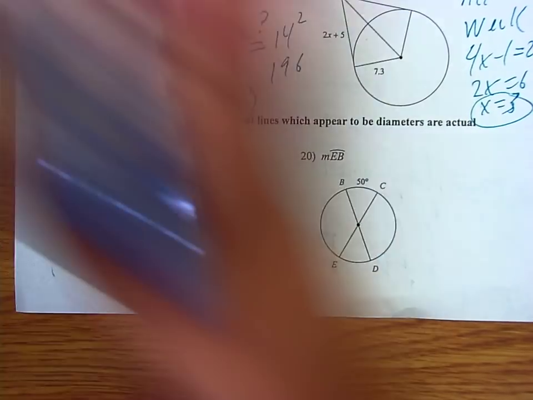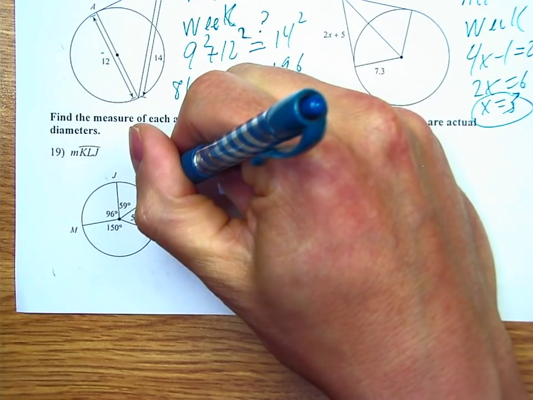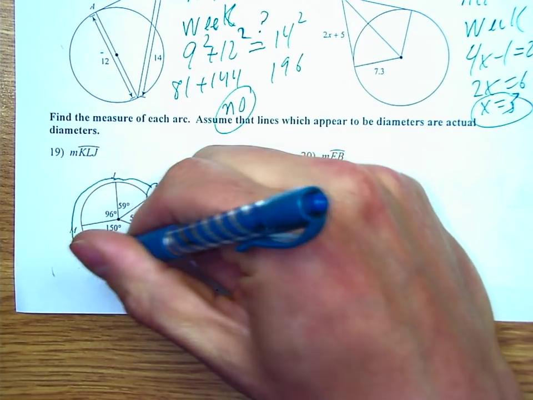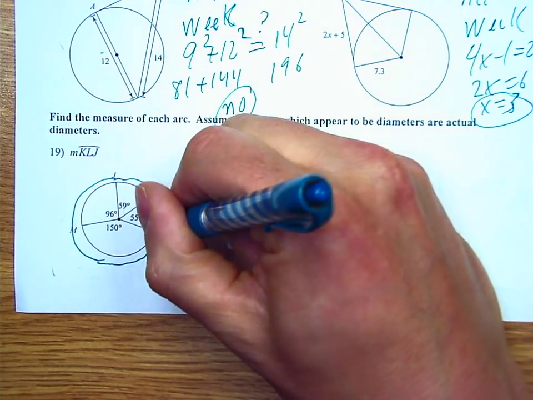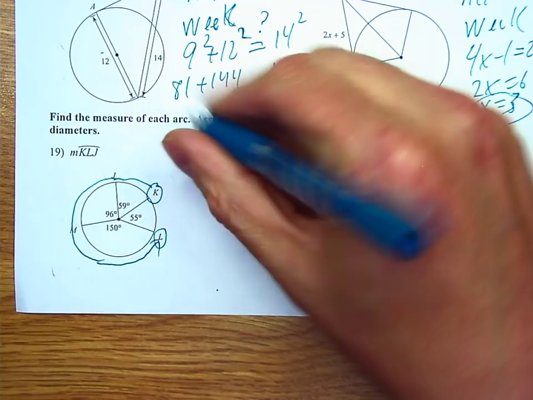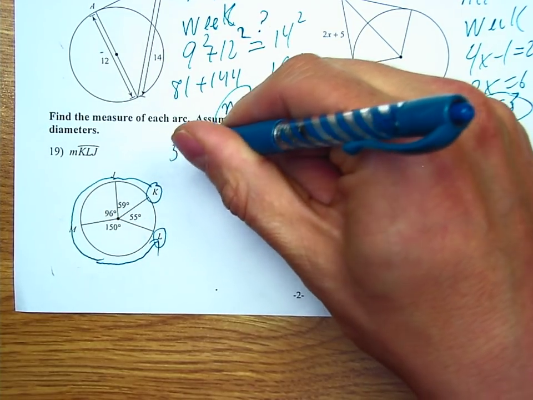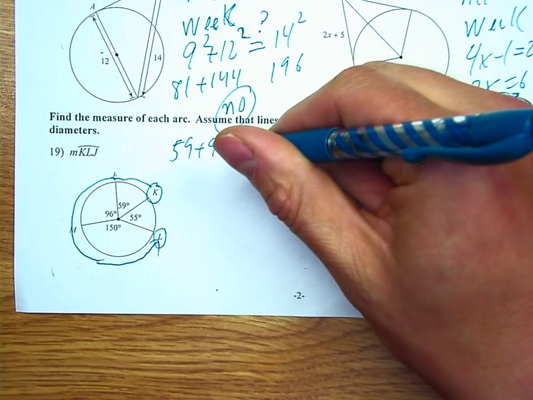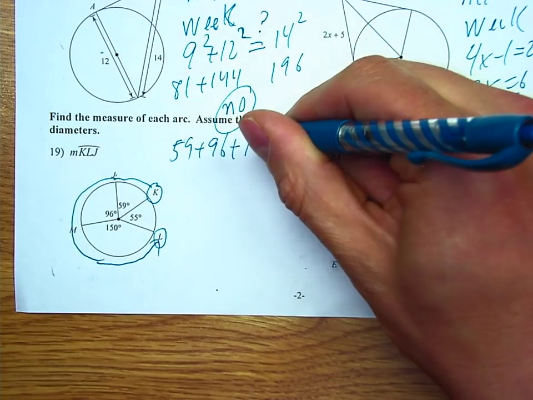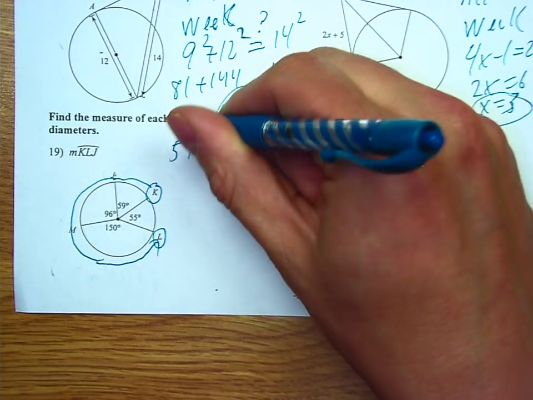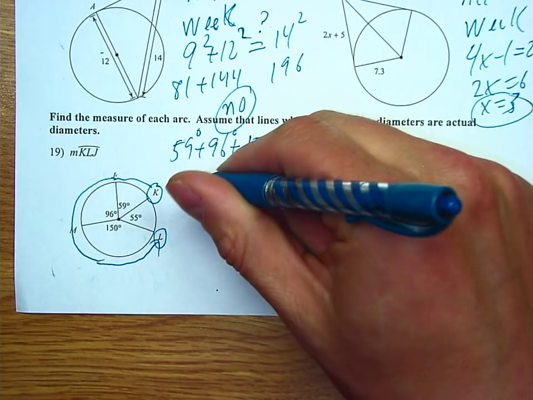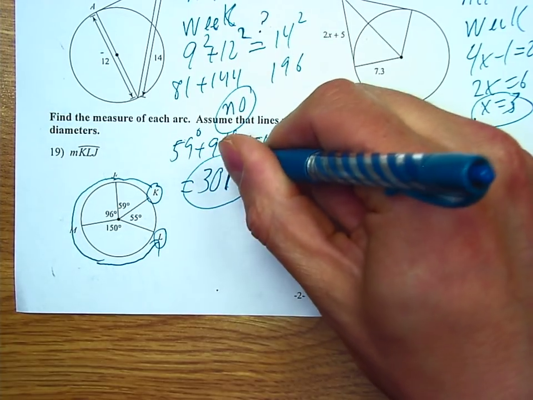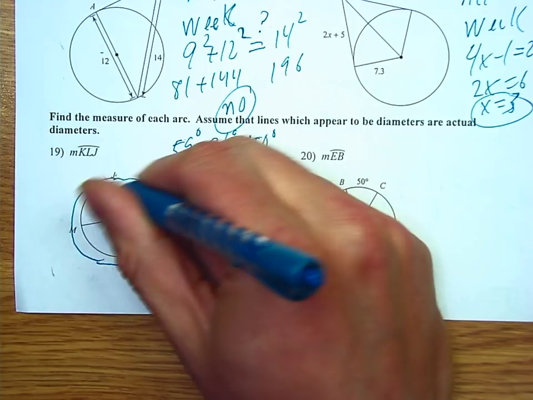So the arc KJL is just asking to go from K to J to L, all the way around. From K to J is 59. From J to M is 96. And from M to L is 150. So this angle is in fact 301 degrees. And it's bigger than 180 because we went more than half of a circle.